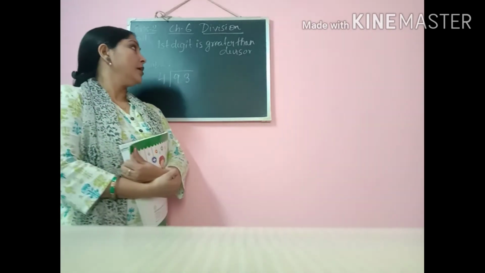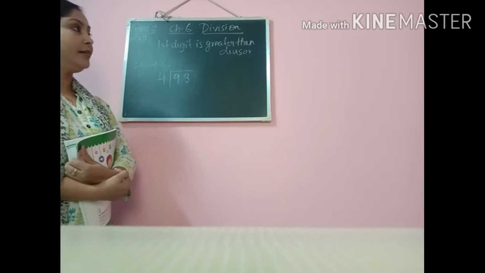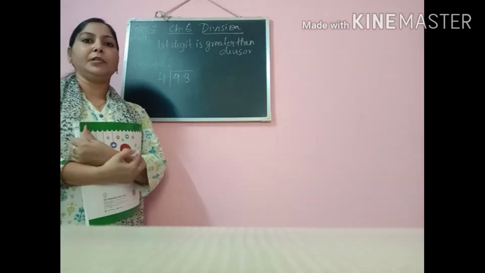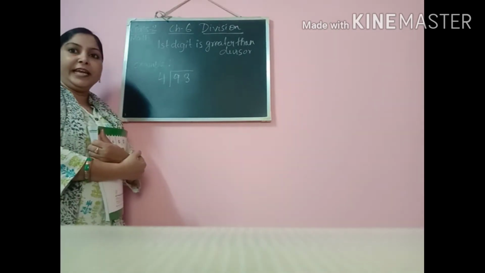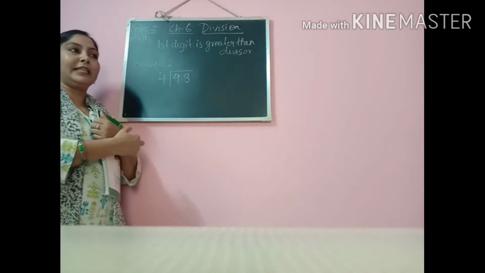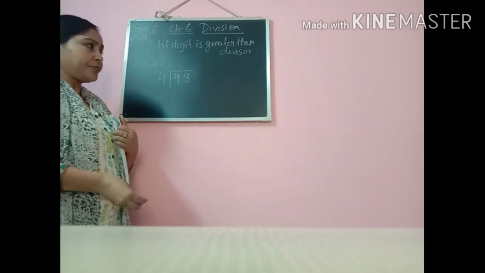Now what if the first digit of the dividend is greater than the divisor? You can see here, this is one example where we find that the first digit is greater than the divisor. Okay, so let us do it.